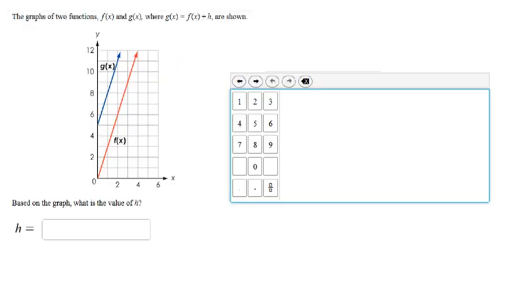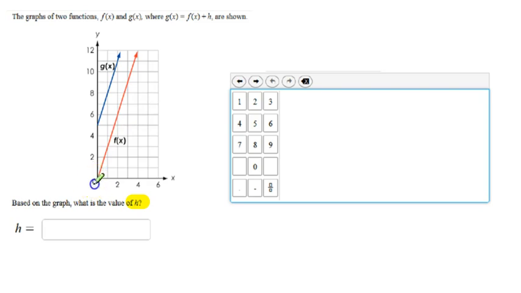All right, our final example question, the graphs of two functions, f of x and g of x, where g of x equals f of x plus h are shown. Now that actually just kind of sounds scary right from the get-go, but we have a graph that says based off that graph, what is the value of h? It's really not that bad of a question if you can kind of calm yourself down to think about it. Here's f of x. And here's g of x. It says g of x equals f of x plus this mystery number h.